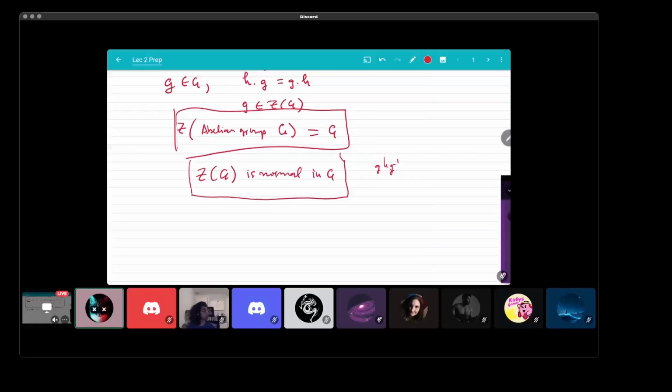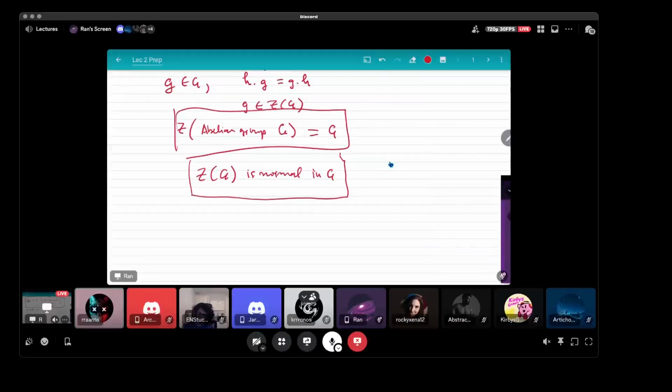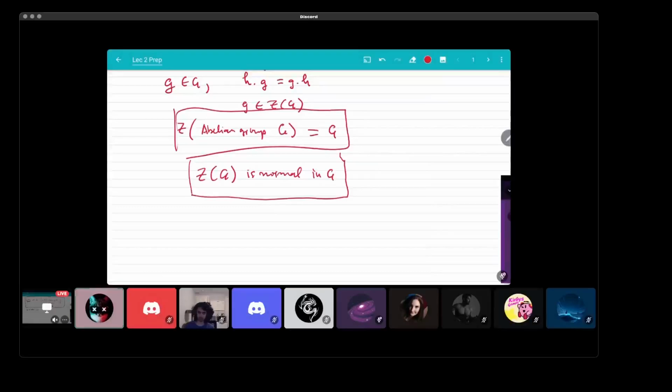G minus 1. Nope, nothing. Okay, that's all about groups, the definitions. So if there are any questions, they're welcome, because I'm going to start a new thing, or if co-presenters want to add stuff, fine. Okay.